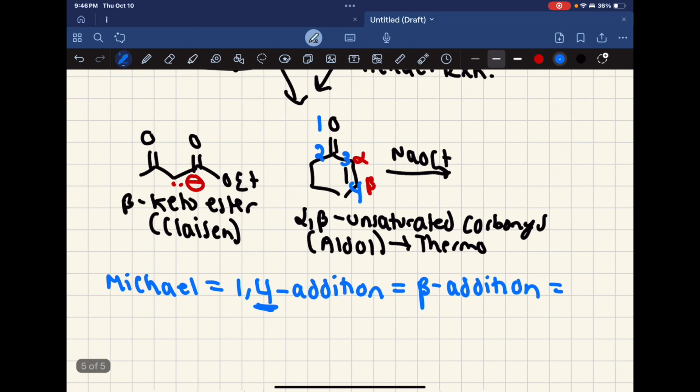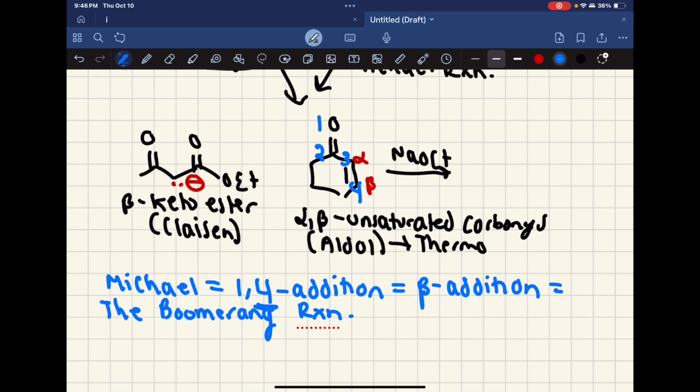And I'm also going to call this the boomerang reaction. That may not make sense right now, but it will make sense when we push arrows. So just keep that in mind. You're never going to forget it after you see a mechanism. But you can imagine that we are going to add in the nucleophile of the beta keto ester into the beta carbon of the alpha beta unsaturated carbonyl.